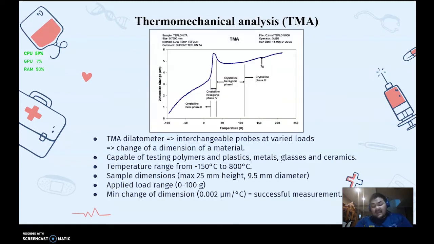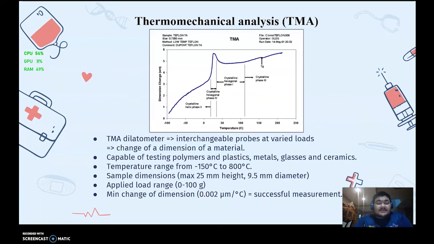Now, I will briefly explain the thermomechanical analysis, which utilizes a dilatometer. The dilatometer has interchangeable probes which can simulate varied loads between 0 to 100 grams. This enables us to analyze the change of dimension of a material at different temperatures. This method is capable of testing polymers and plastics, metals, glasses and ceramics. Therefore, it's suitable for all the materials in our implant. The diagram you see is an example of thermomechanical analysis for the material Teflon.